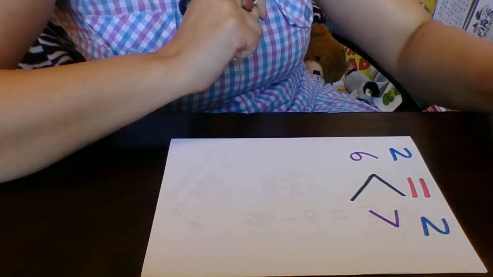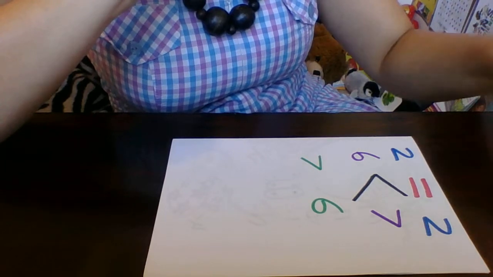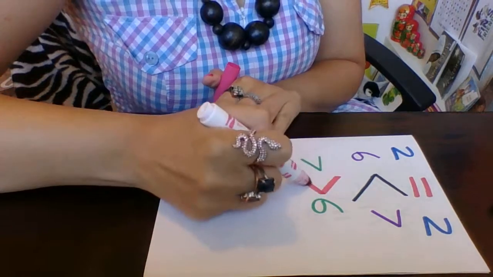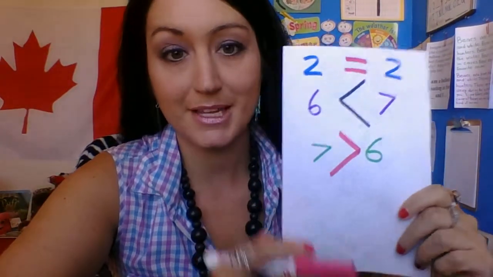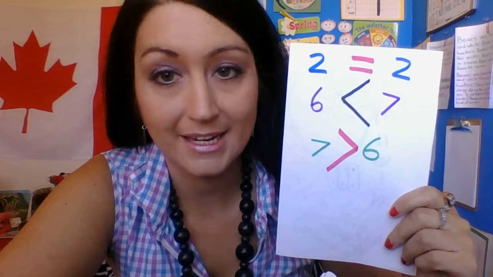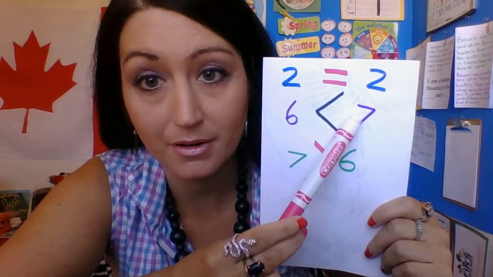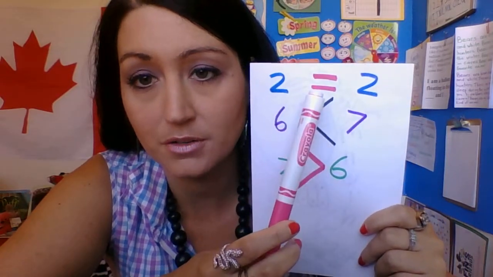If my teacher wants to know which one is greater than, again, 7 is bigger than 6, so the alligator's mouth is going to open up this way. Essentially, it doesn't matter if my teacher's asking me greater than or less than, because all I have to do is make sure the alligator's mouth is opened up to the bigger number. And of course, if the numbers are equal to each other, I use the equal sign.